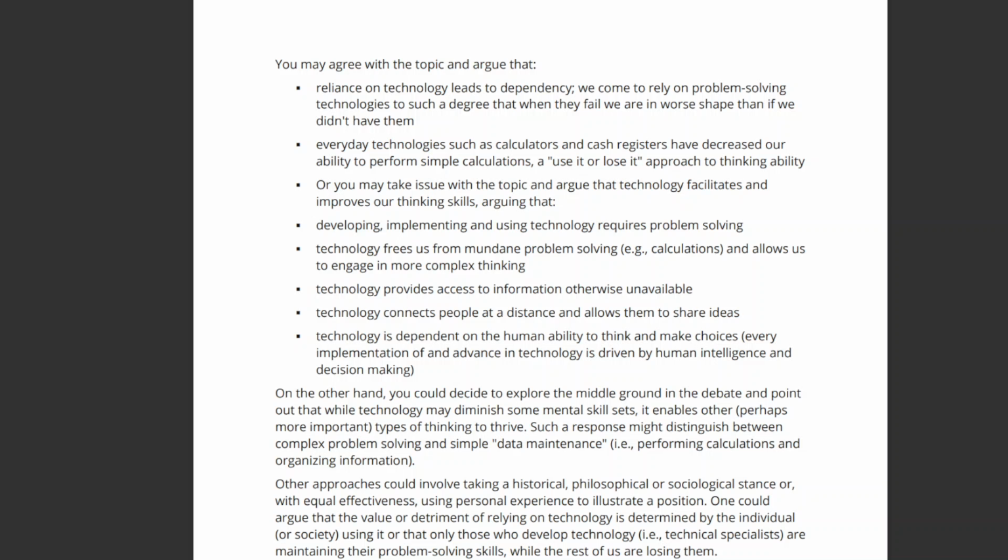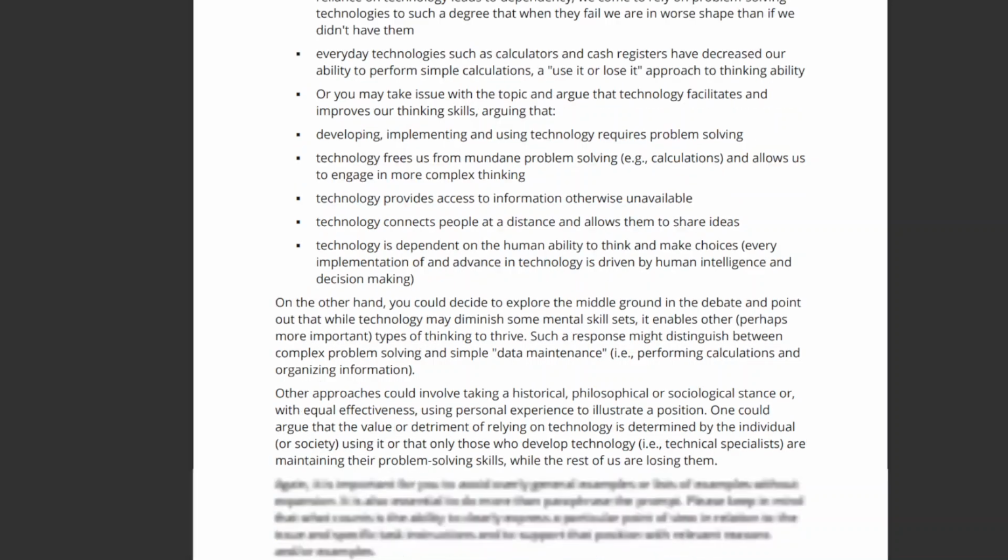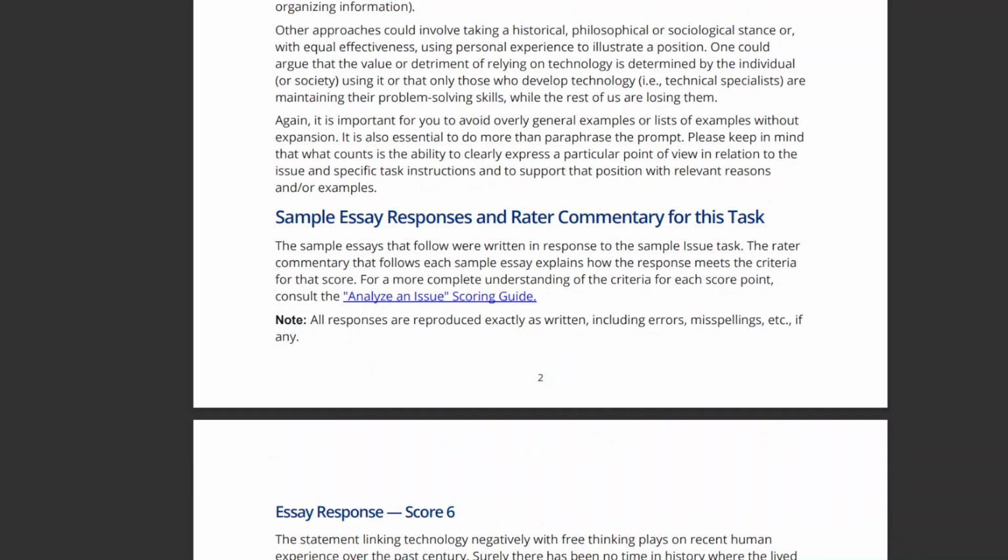Other approaches could involve taking a historical, philosophical or sociological stance or, with equal effectiveness, using personal experience to illustrate a position. One could argue that the value or detriment of relying on technology is determined by the individual, or society, using it, or that only those who develop technology, i.e., technical specialists, are maintaining their problem-solving skills, while the rest of us are losing them.